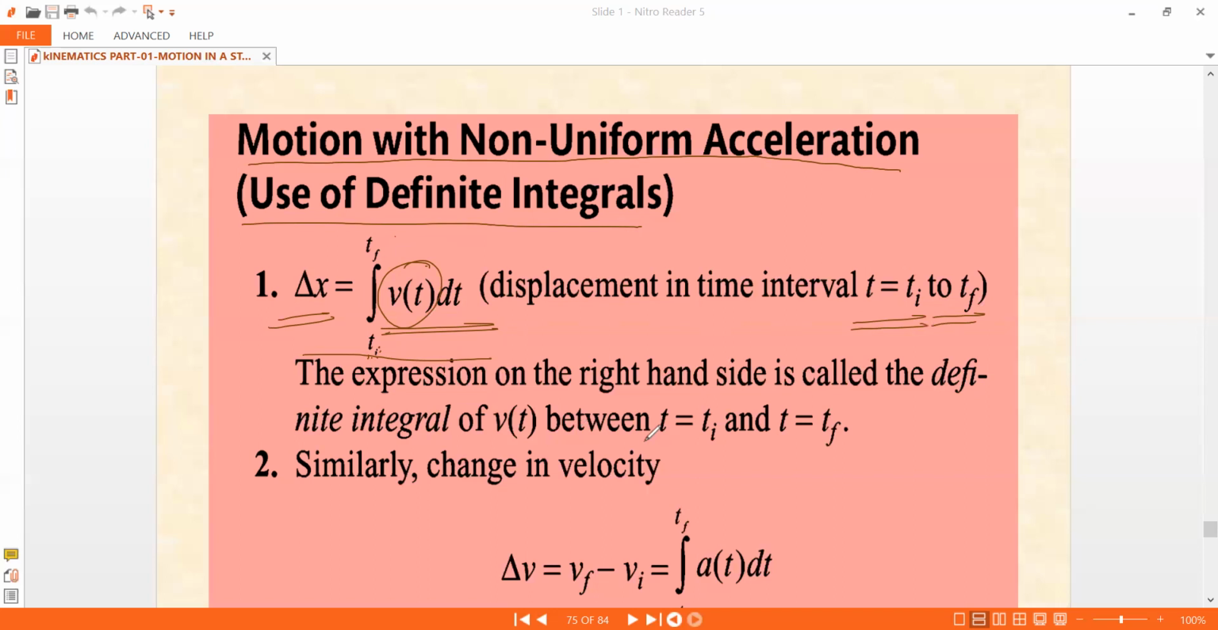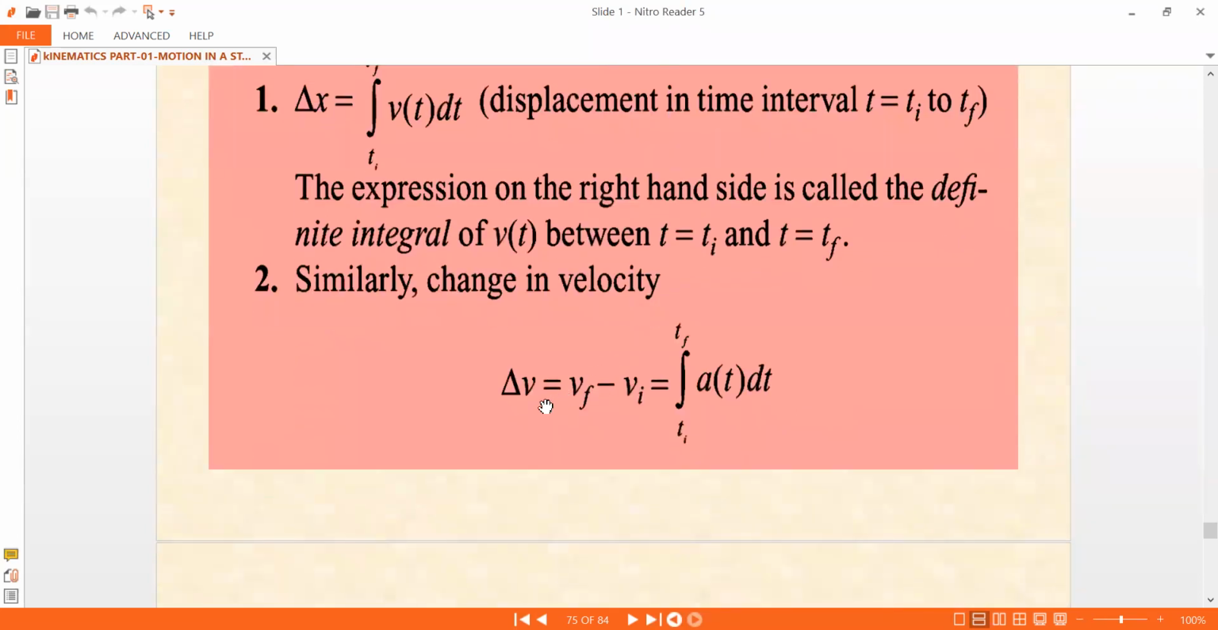This is a definite integral from t initial to t final. I hope you all know how to do definite integrals, so I'm just depicting the idea. Similarly, the change in velocity, delta v, happens to be the integral of a dt. These are simple concepts. While solving the problems, you will understand how exactly we use this.